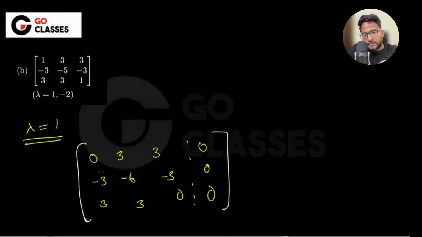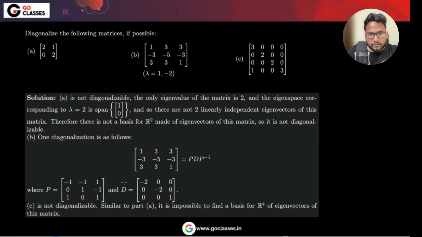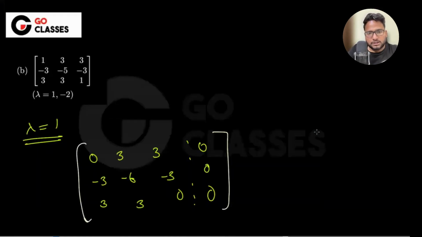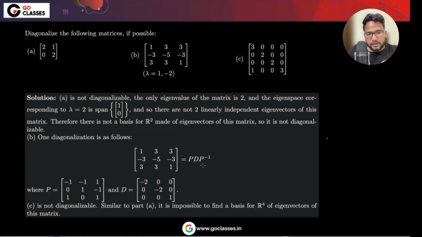So how many linearly independent eigenvectors? Maybe I need to do a row reduction here, right? Okay, so probably we can do it. One diagonalization is as follows. So basically, this is the matrix given. Now the eigenvalues are given to us, which are 1 and minus 2. I think minus 2 is repeating two times, and then you can find the corresponding eigenvectors.